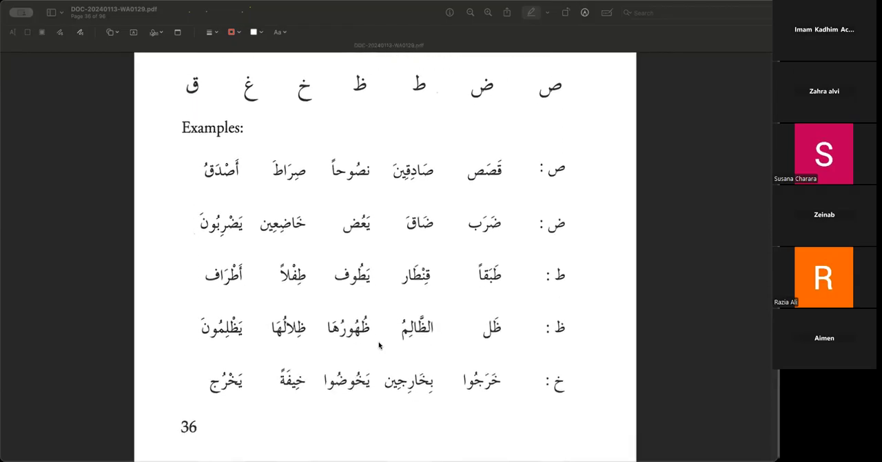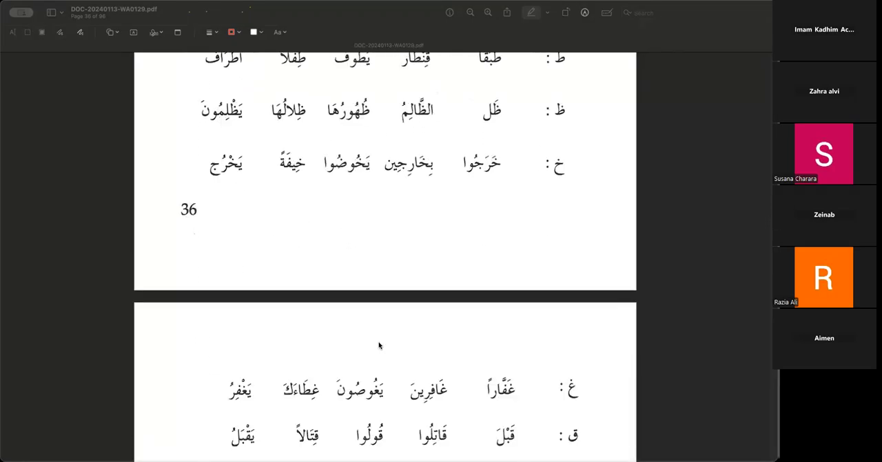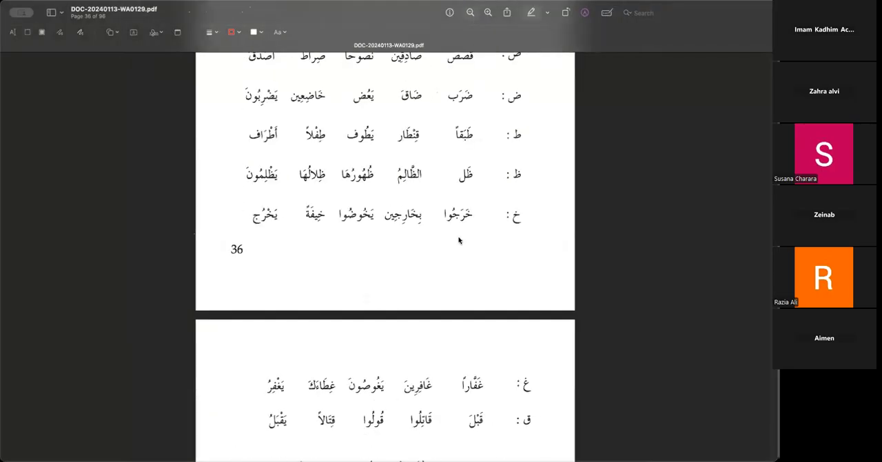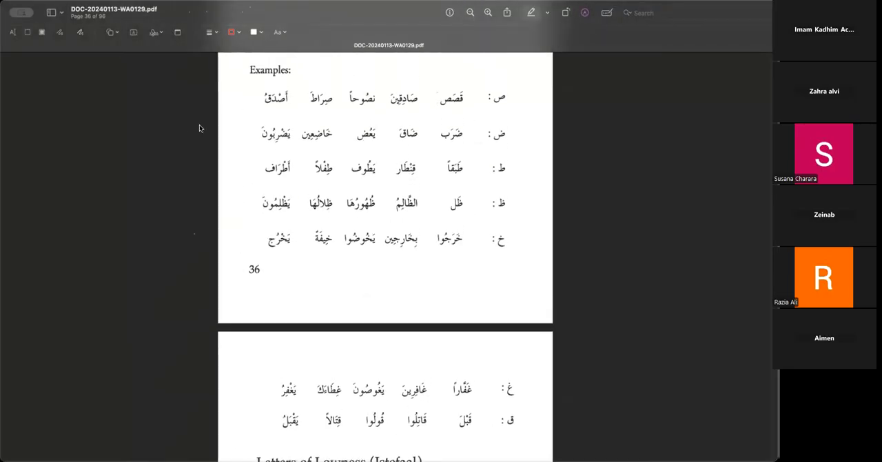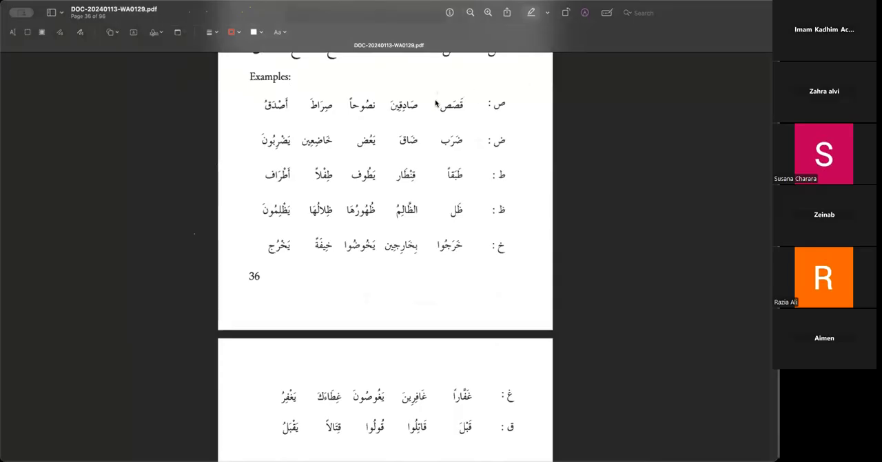Let's practice once more the pronunciation of these letters. I want each one of you to read one column, so that we can practice all of these letters. Starting with Sister Iman, please.